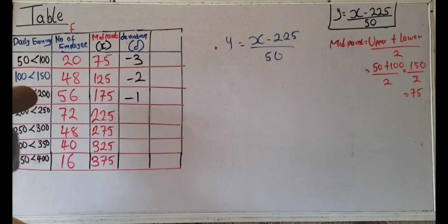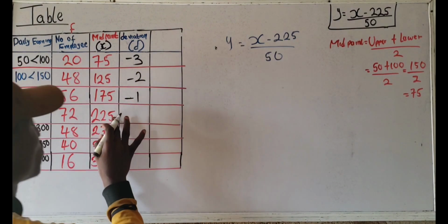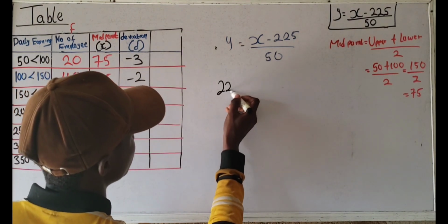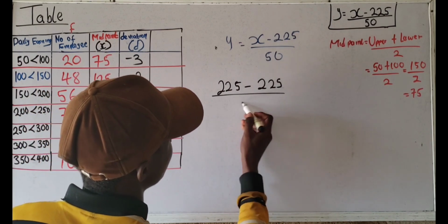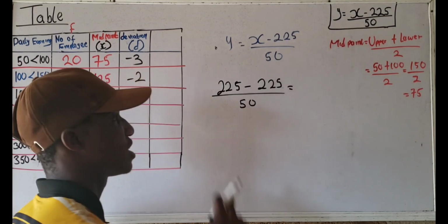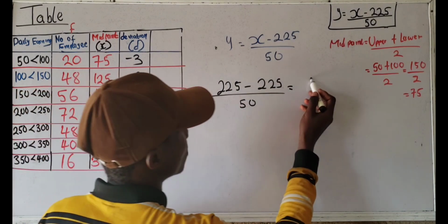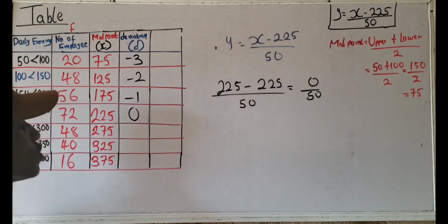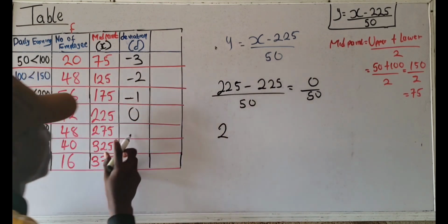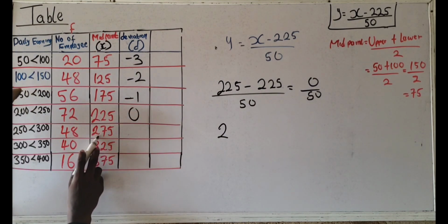Now, for the next cells, I'm going to replace x as 225. So I'm going to have 225 minus 225 all over 50. That will be 225 minus 225, that is 0. So I'm going to have 0 over 50, which is 0. Okay? 275, okay? For these cells, I'm going to replace x as 275.